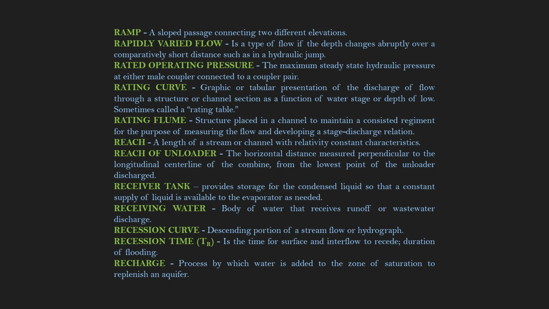Rating flume. Structure placed in a channel to maintain a consistent regimen for the purpose of measuring the flow and developing a stage-discharge relation. Reach. A length of a stream or channel with relatively constant characteristics. Reach of unloader. The horizontal distance measured perpendicular to the longitudinal center line of the combine, from the lowest point of the unloader discharge. Receiver tank. Provides storage for the condensed liquid so that a constant supply of liquid is available to the evaporator as needed. Receiving water. Body of water that receives runoff or wastewater discharge.